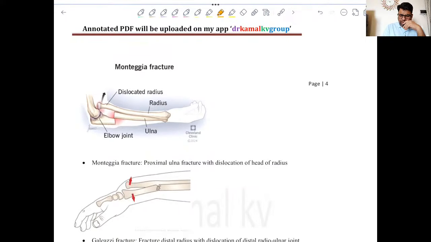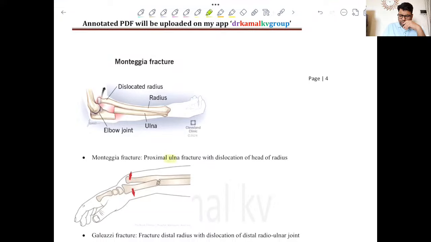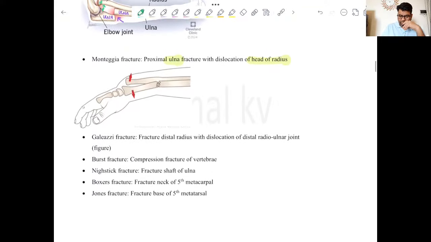Then in Monteggia, there is fracture of the proximal ulna, and there is dislocation of the superior radioulnar joint, which can also be mentioned as dislocation of the head of radius. Clear? So here you can see this is ulna. This is all ulna. So you can see there is a fracture in the ulna, and there is outward movement of the head of radius. So this is the head of radius here, and you can see that the superior radioulnar joint is disrupted. So this is Monteggia.